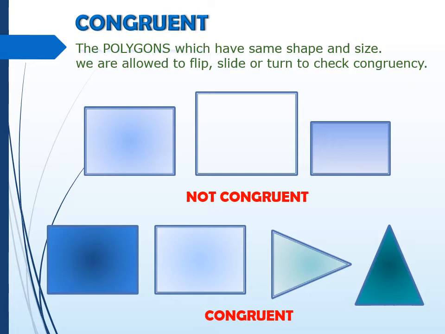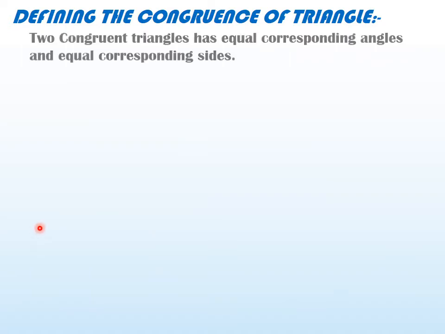So thus we can say that congruent polygons or shapes are such kind of figures which are the same in shape as well as the same in size. That is, they are just the copy of each other. Let's define the congruency of triangles.